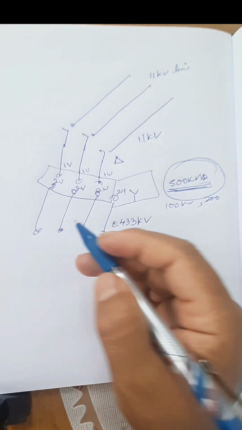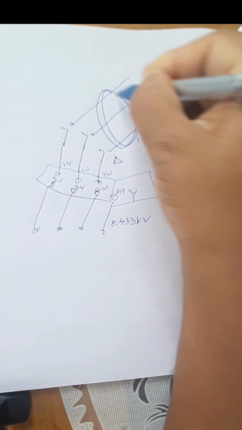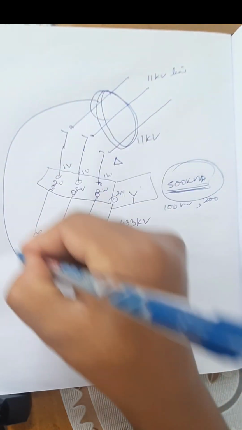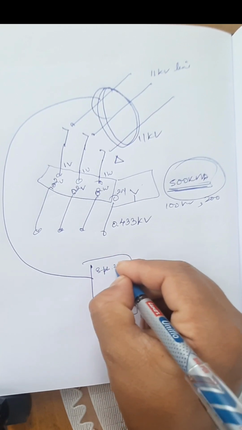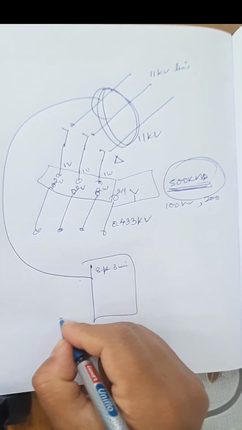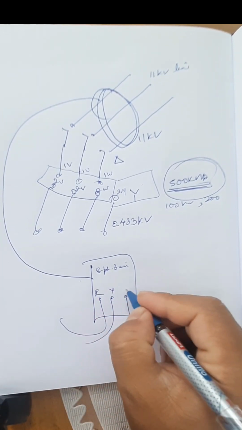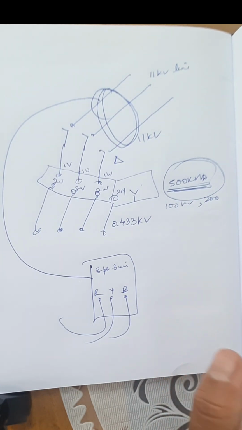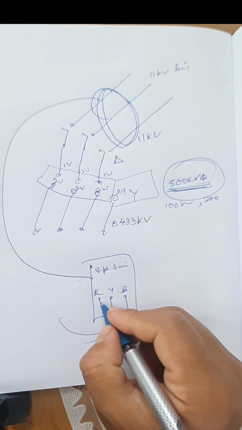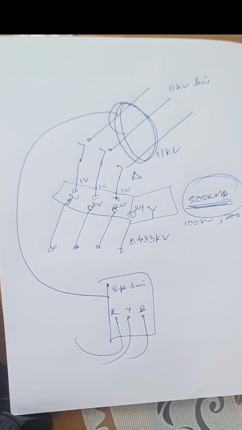So like this, and then the metering system we will install here only. The combined set will be installed here, and then taken to your meter like this. 3-phase 3-wire. Then we'll have R phase, Y phase, B phase, like this. So this is the voltage: 110 volts phase to phase. And regarding the PT, we take the PT from all the phases.